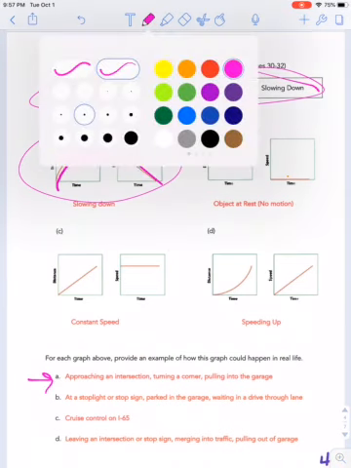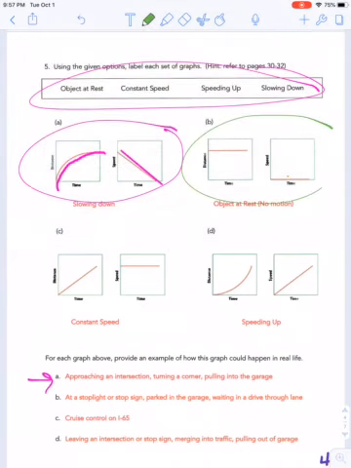Another graph that we might have is an object at rest, no motion. Over time here, there is no speed. No speed. So that object is at rest. Here, the distance is the same. Over time, the distance is the same. So this object here must be at rest because there is no change in the distance.